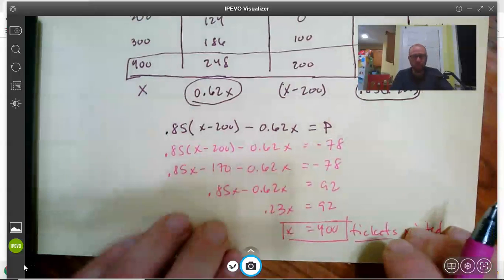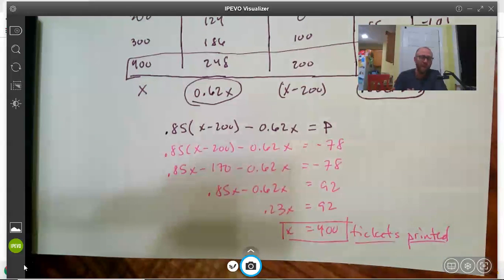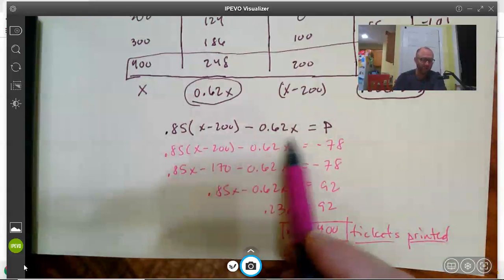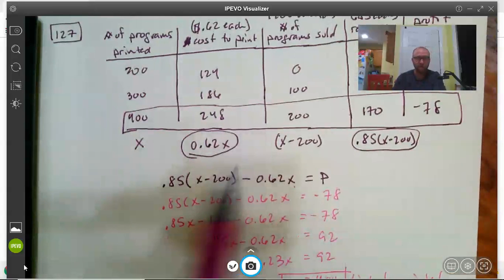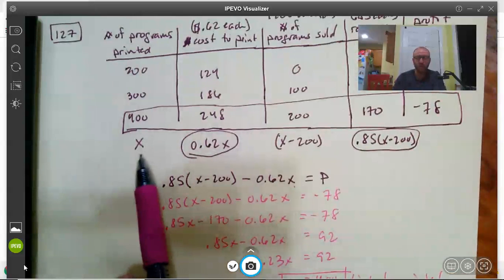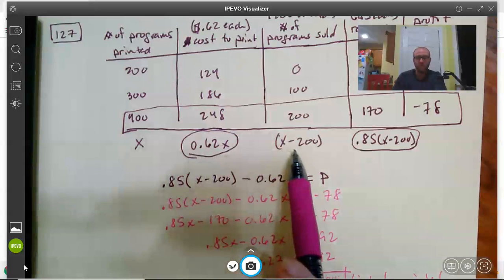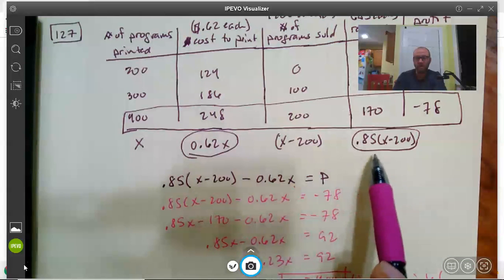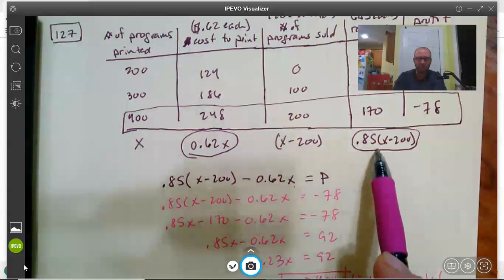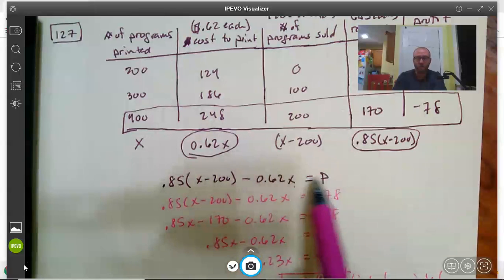So again, we could set up the guess and check table, but if we could think this through without the guess and check table, you could even set up the guess and check table and then label your column. So if I'm going to guess at number of programs printed, that's going to be x. It's going to cost 62 cents each, so 0.62 times x. Well, how many programs did they sell? Well, the total minus the 200 they didn't sell. And they're going to sell those at 0.85 each. So this is our revenue minus our expenses will equal our profit.